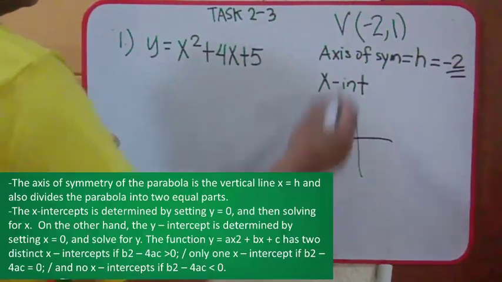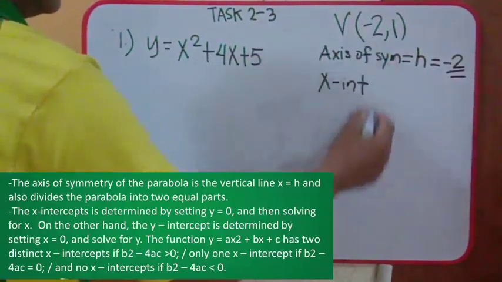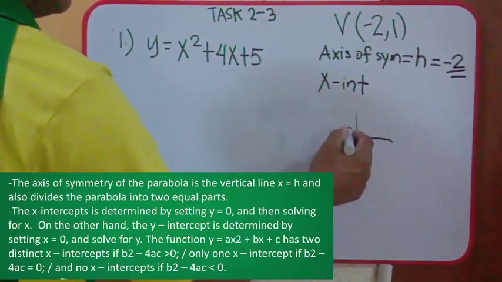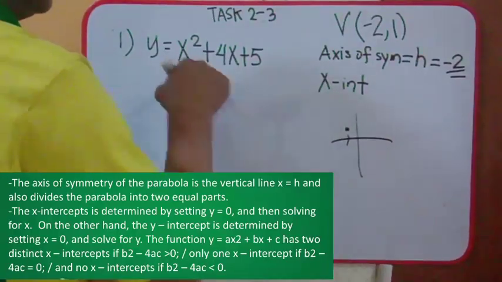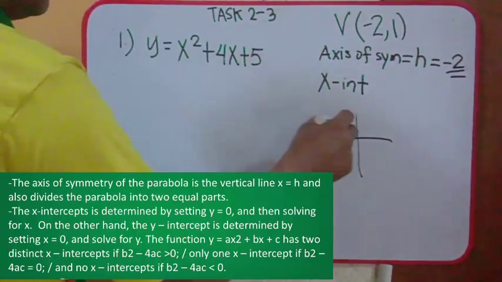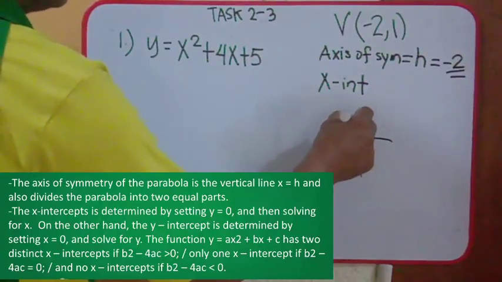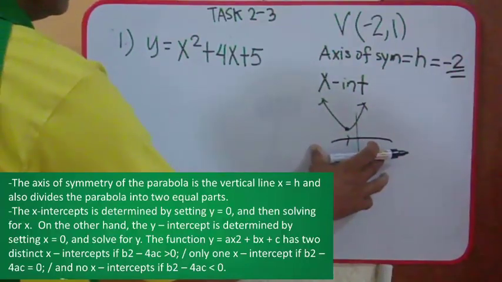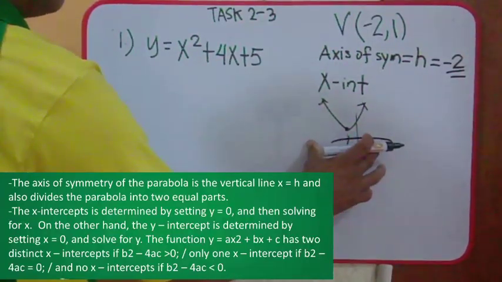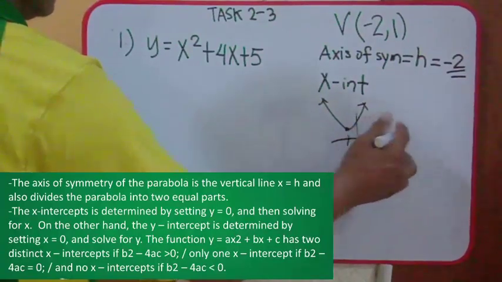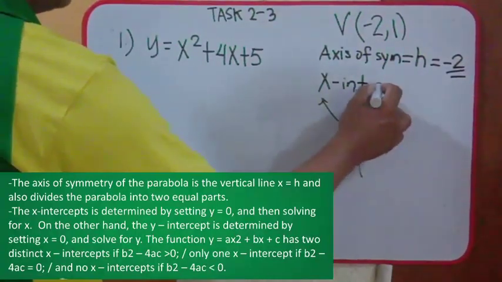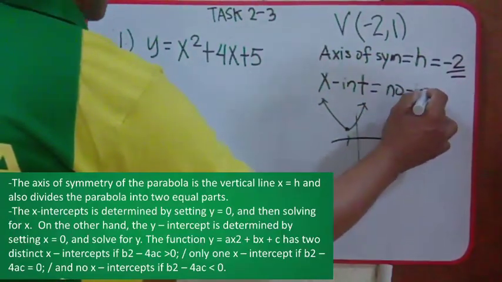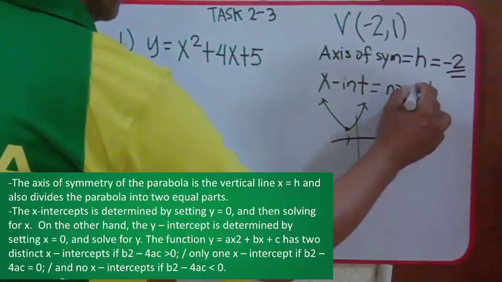Mag-visualize lang tayo. Sulat lang natin yung vertex. Ang vertex natin ay negative 2, dito yun sa left side, and y is 1. So, it means that a is 1. The graph opens upward. It means, in this case, yung vertex ay mas mataas sa x-axis. Kaya wala tayong intercept. So, no x-intercept tayo dito.